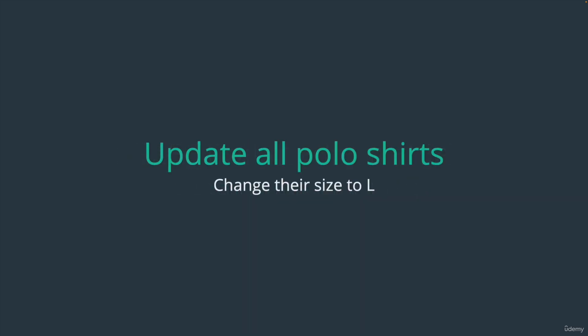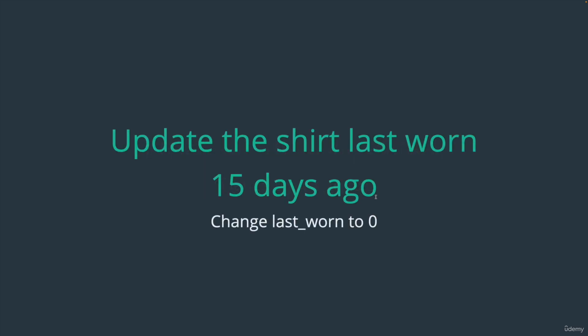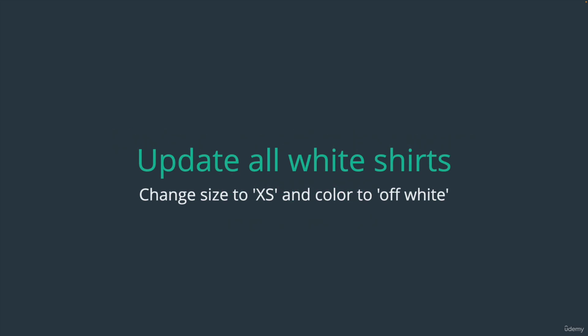Then I'd like you to work on updating things. Update all polo shirts. For whatever reason, their sizing is wrong in our database. All of them need to be sized large. And then update the shirt that was last worn 15 days ago and change its last worn to 0, meaning we just wore it today, so last worn is 0 days ago. And then update all the shirts that have a color of white and change their size to be extra small and the color to be off-white.